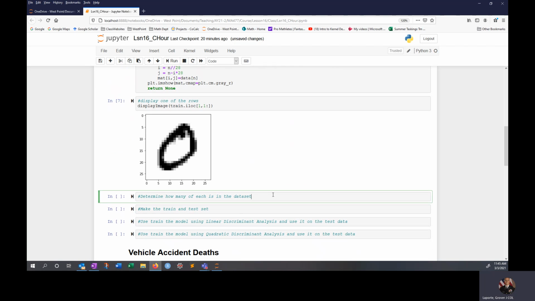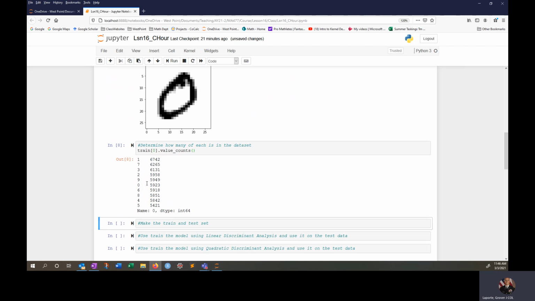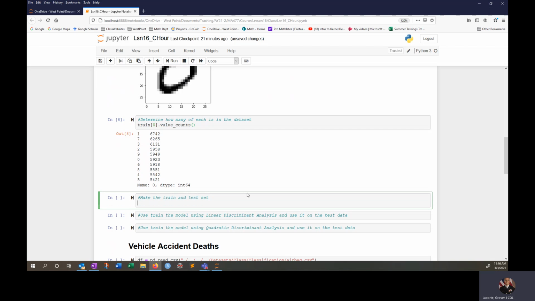So let's determine how many of each. I want to know how many of each class there are. Obviously, I have classes 0, 1, 2, 3, 4 through 9, right? These are all of my digits, and then I want to do a value_counts. Just kind of looking at what's in our data. If you added up all these, it would be 60,000. You can see I got 6,700 ones and 5,400 fives and some number in between each one of those. So now we're going to make the train and test data out of this.